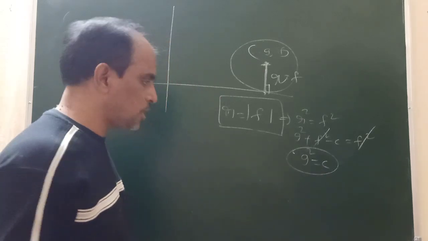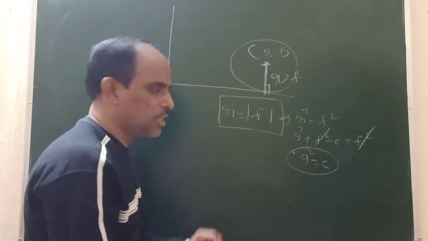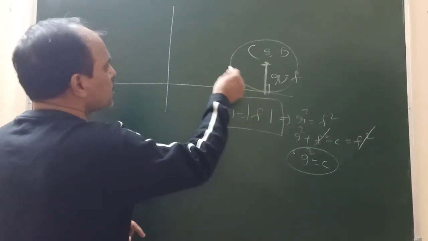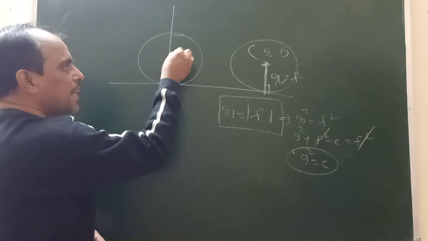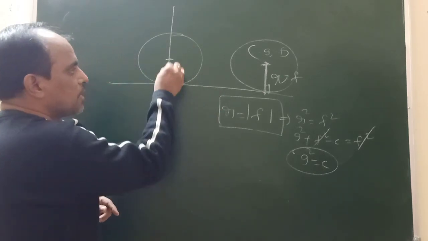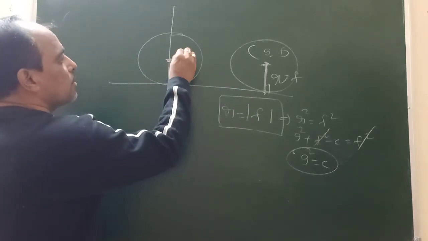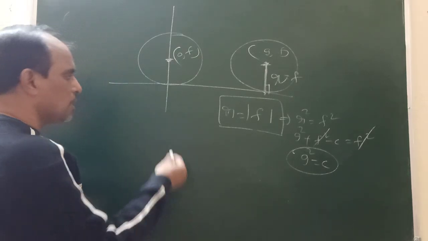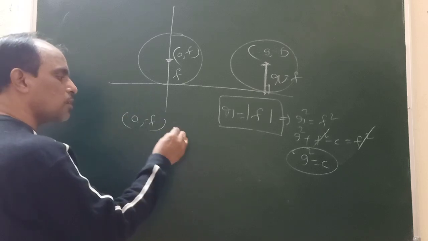So g square is equal to c. Suppose g square is equal to c, it is the condition that a circle touches the x-axis. Let us suppose a circle like this touches the x-axis at the origin. You see, the circle touches the x-axis but at the origin. Then what about the center? That center lies on the y-axis. So the center is (0, f) or (0, minus f), whatever it is. Radius is also f.